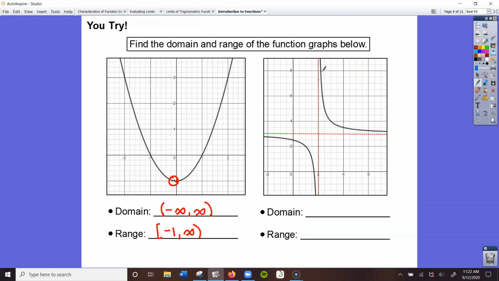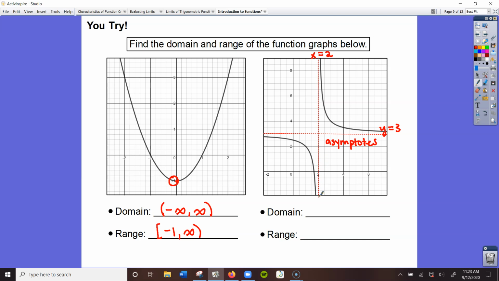Looking at this graph, I see that I have these two red dashed lines. These are asymptotes, and asymptotes are lines that your function will never touch. This vertical asymptote has the equation x is equal to 2. Remember, all vertical lines have the equation x equals. And this horizontal line is the equation y is equal to 3. So our function here, you can see, is split into two parts, and that's because these asymptotes break up that graph. The function is going to get infinitely close to the asymptote, but it will never ever touch.